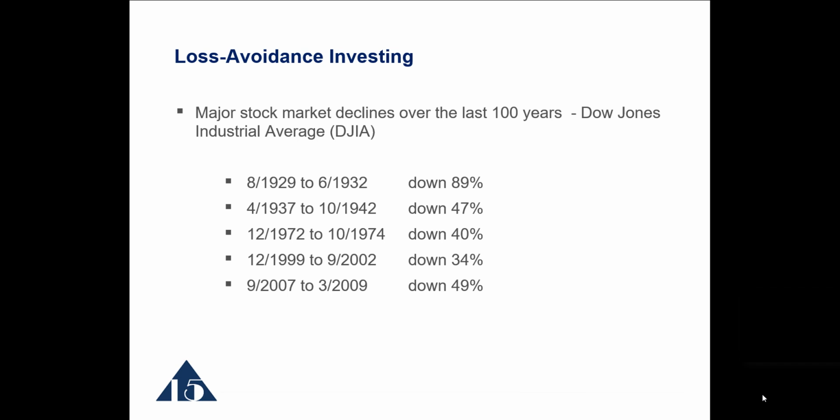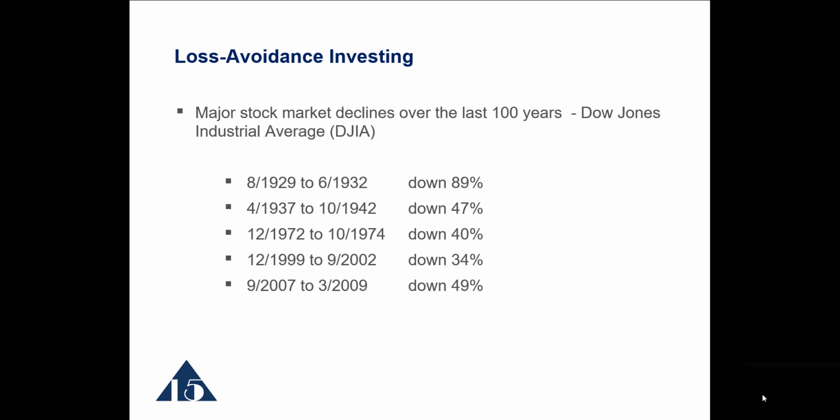Now, I mentioned that we want to avoid the losses in the stock market, and this slide shows why we want to be sensitive to that. If you look down this chart, you see some big numbers: 89%, and that's a loss of 89%, a 47% loss, 40, 34, and so forth. These have taken place over the last 100 years. The most recent one is really in recent memory. That's 2007 to 2009, a loss of about 50%.